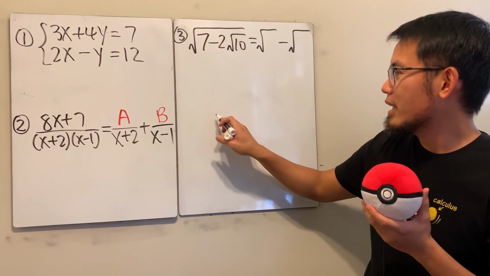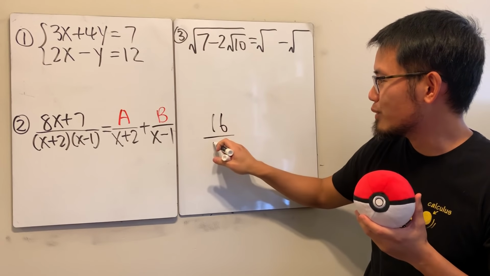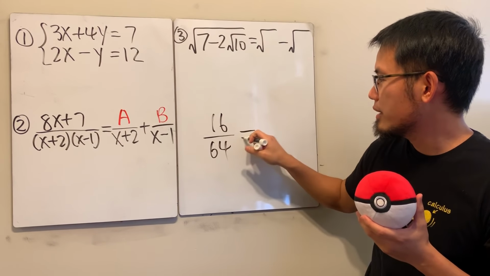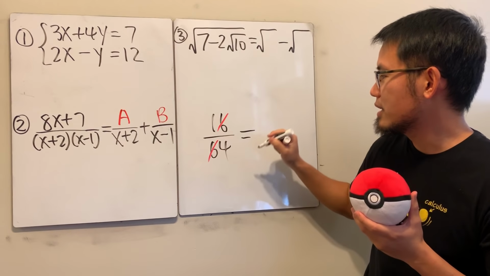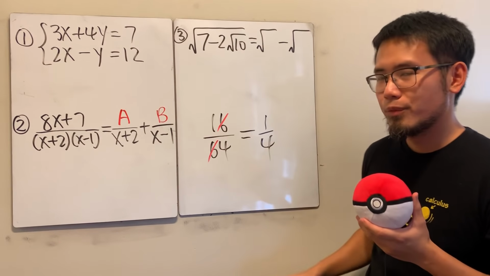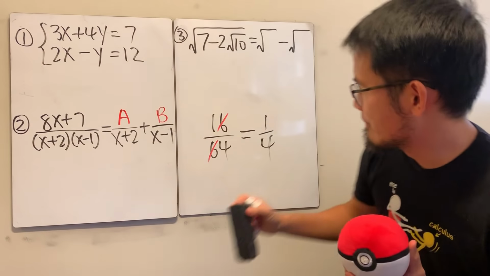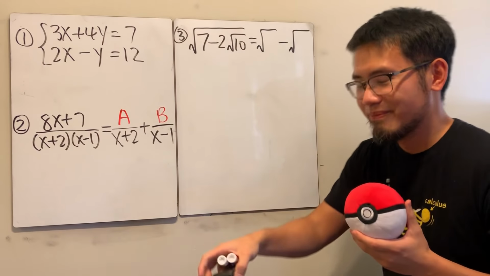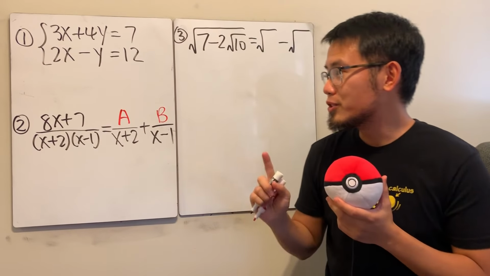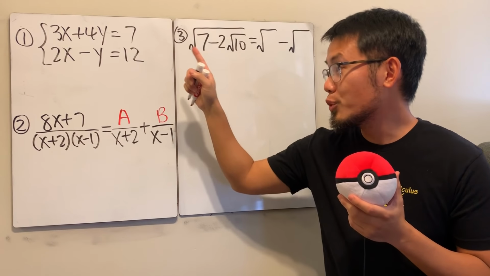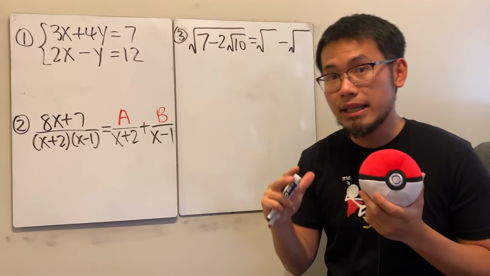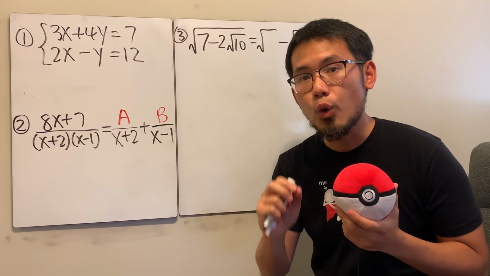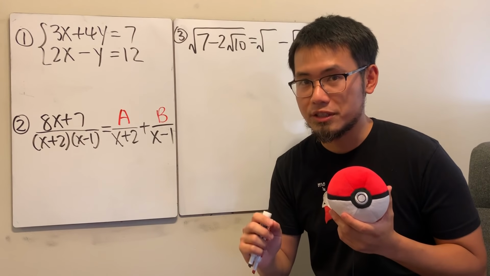So have a look. If I tell you the fastest way to reduce 16 over 64 is just to cancel out the 6 and we get 1 over 4, how would you feel? Well, anyway, I'm going to show you guys how to do some shortcuts with all these questions, and the most important thing is that you should know why and how the shortcut works.